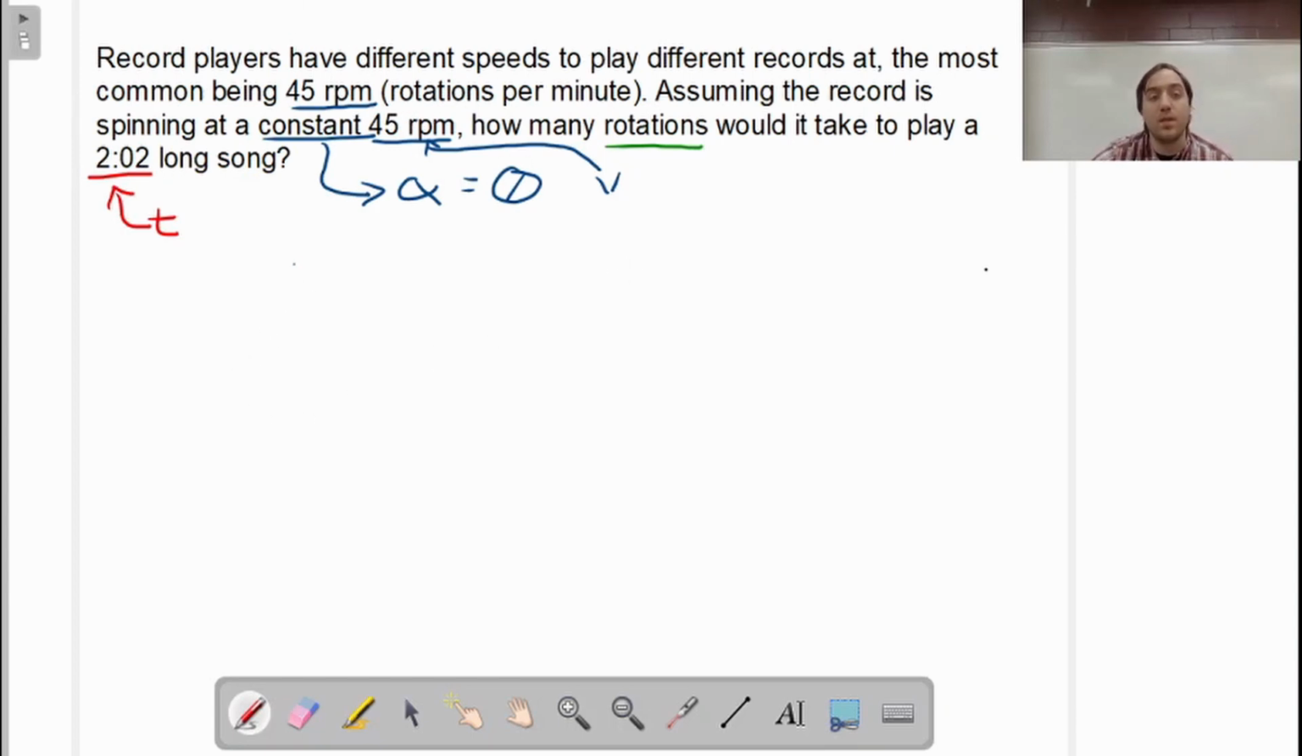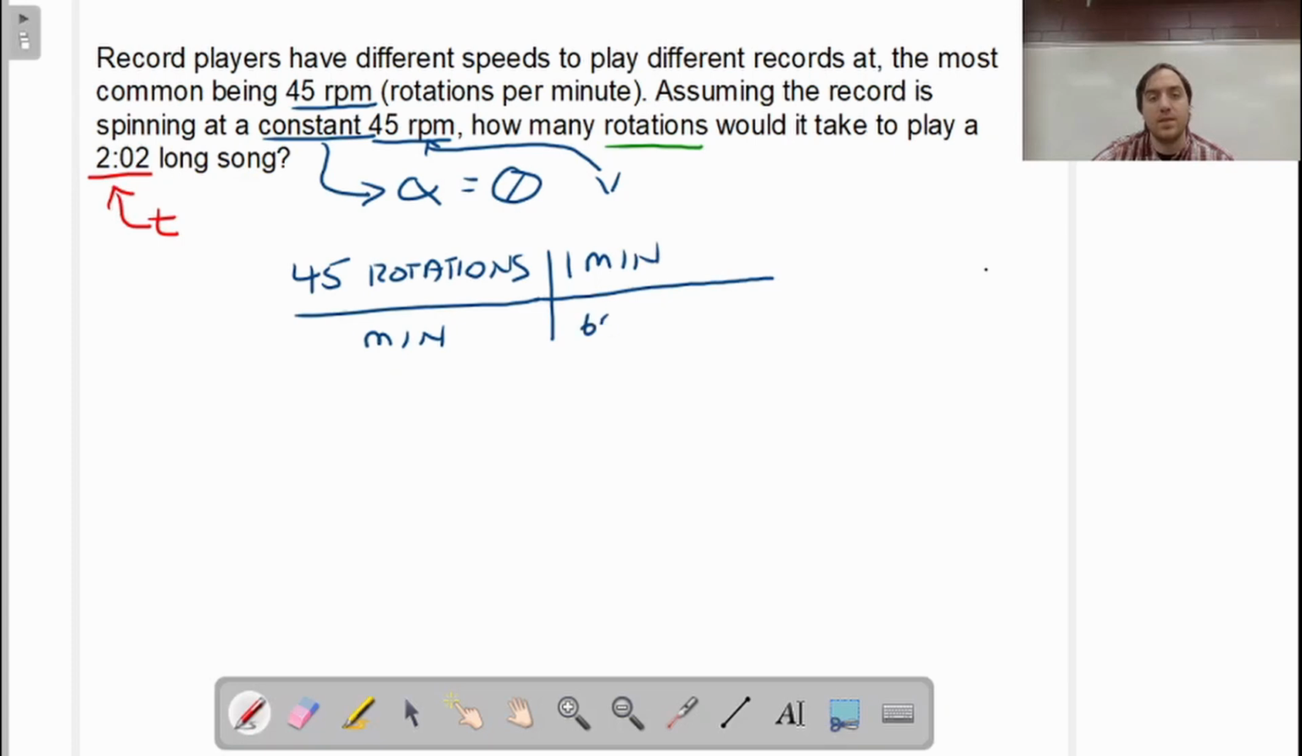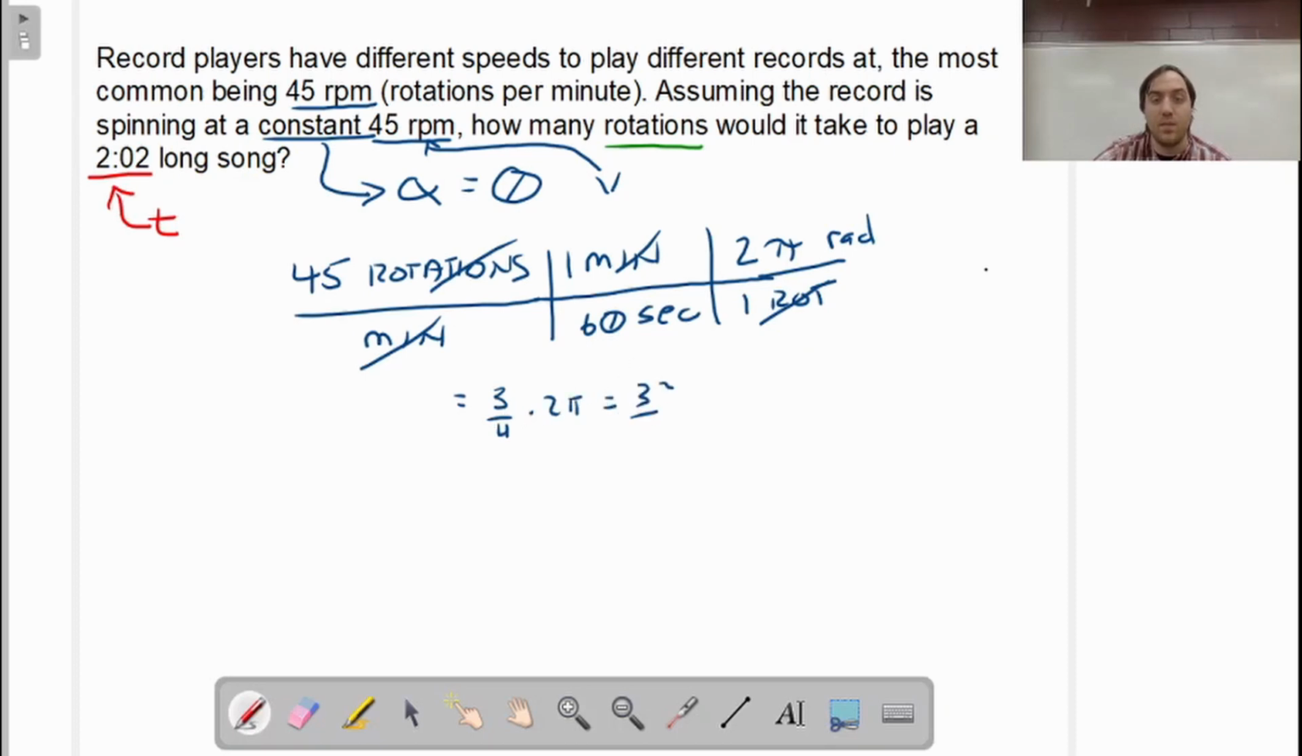Let's start with RPM. 45 rotations per minute. 1 minute is 60 seconds. And 1 rotation is 2 pi radians. Rotations cancel rotations, minutes cancel minutes, radians per second. We're good. I can put that in my calculator, solve it out. Get 3/4 times 2 pi, which is 3 pi over 2 radians per second, would be my initial velocity. T is 2 minutes, 2 seconds, which is 2 minutes, each minute is 60 seconds, plus another 2 is 122 seconds.